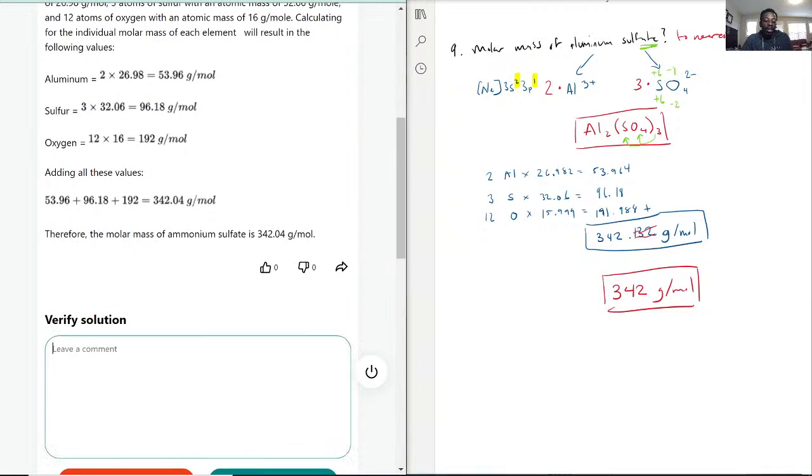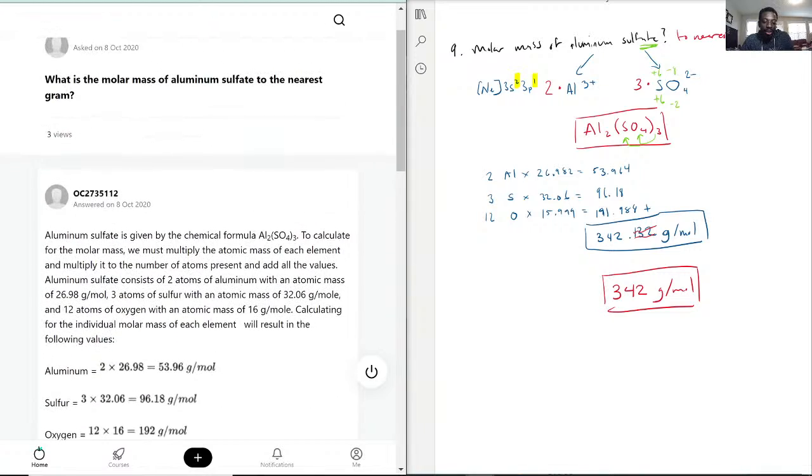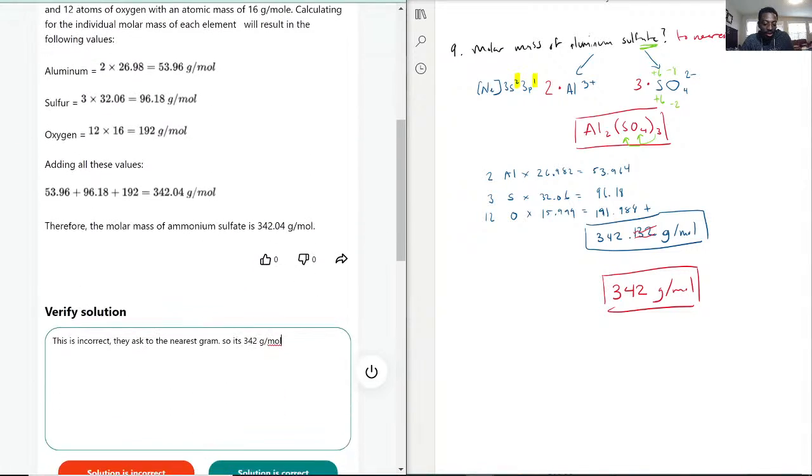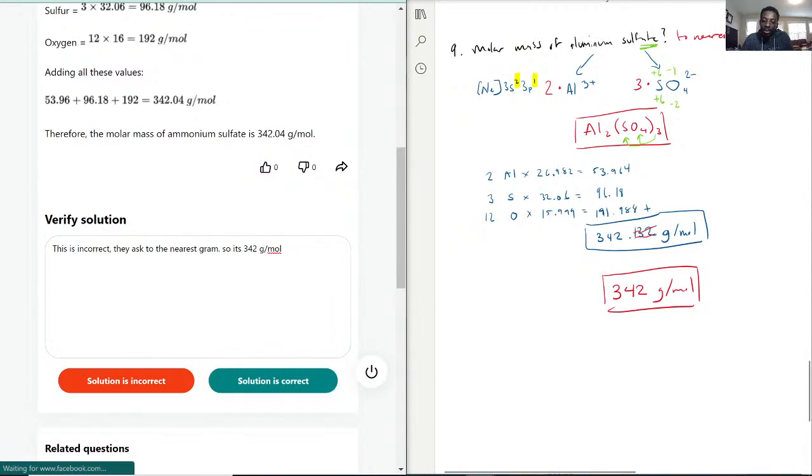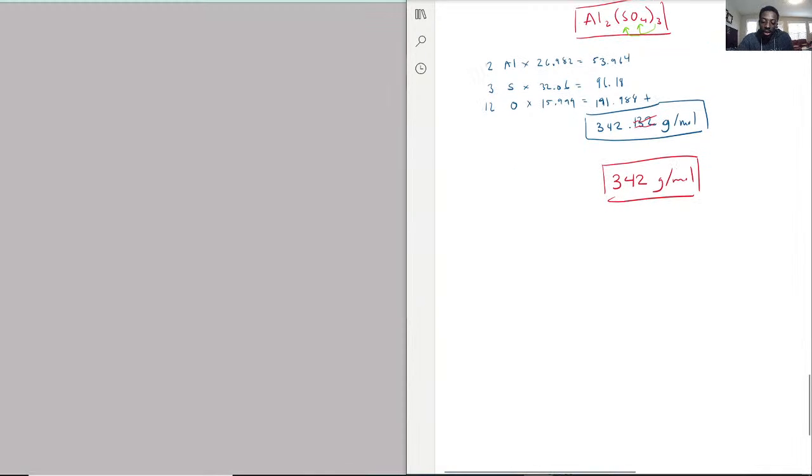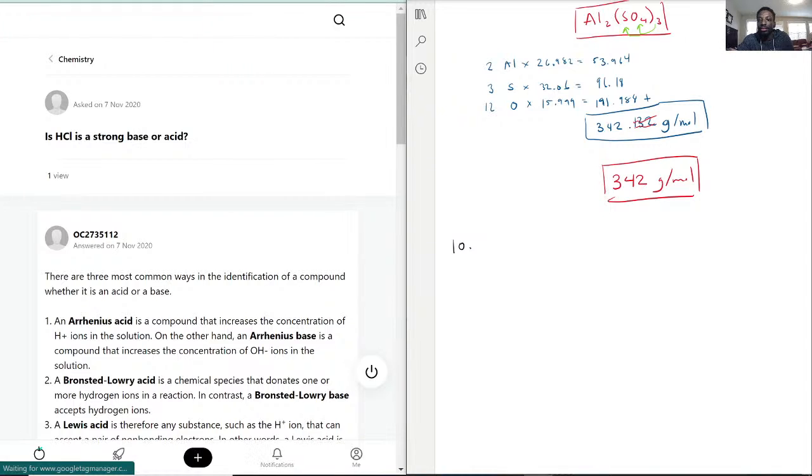But overall, sadly, this is incorrect because they ask to the nearest gram. So it's 342. But exactly, I can't really say much because, as you saw, I was about to make the same mistake as well until I remembered when I went back to the question. So let's move on to question 10. Lesson here is, it doesn't matter what level you're at, always check back on what the question is asking for. Best way to make sure you get good marks.